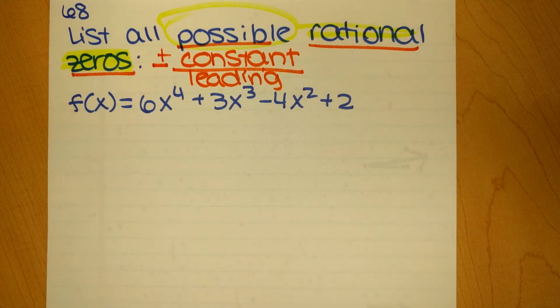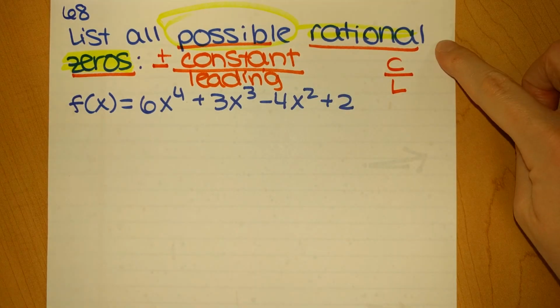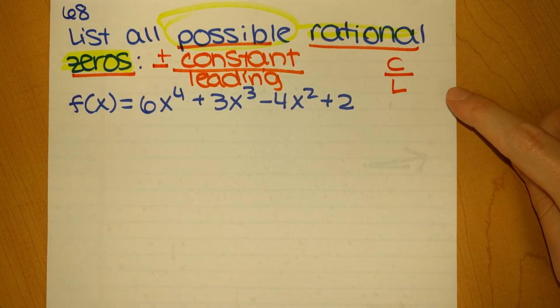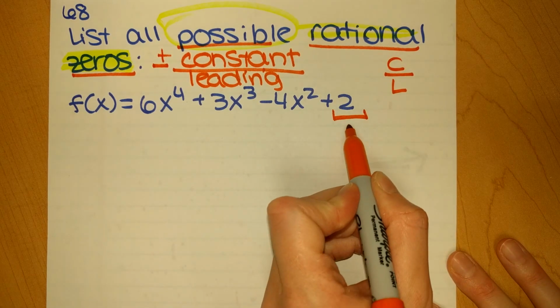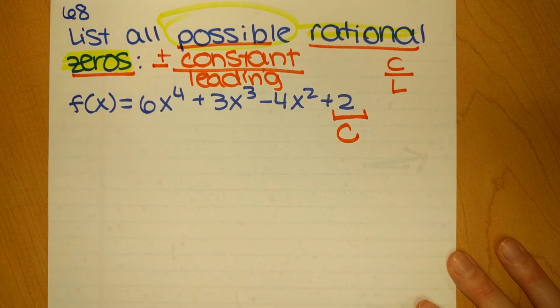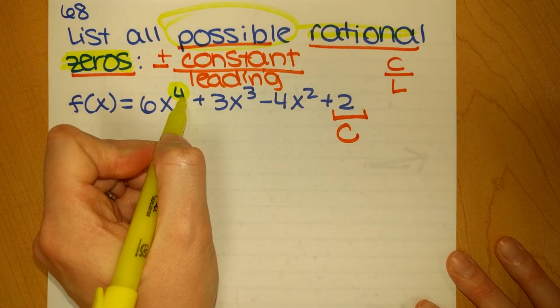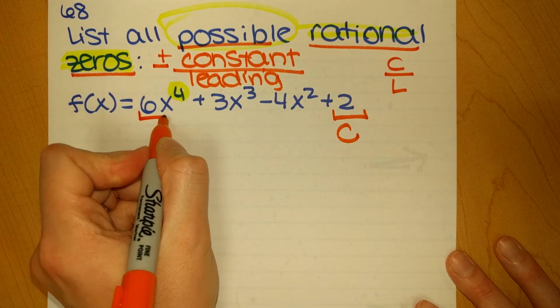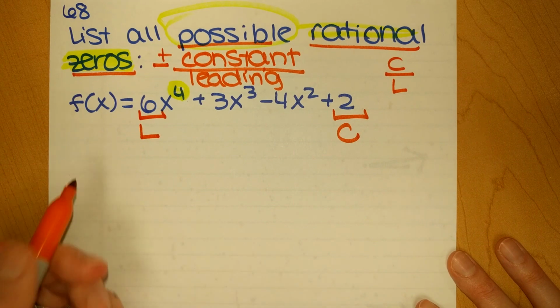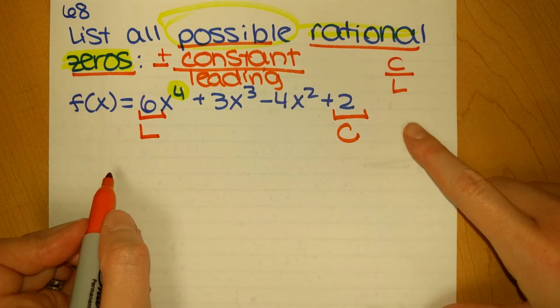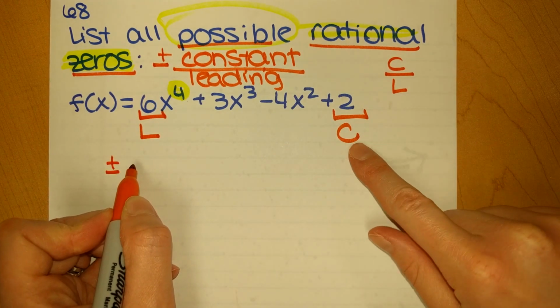So when I see possible rational zeros, the first thing that pops into my mind is C over L. I have to look at the factors of the constant over the factors of the leading term. So in this case, our constant is 2. Our leading term is going to be the coefficient on the highest power. The highest power here is 4. The coefficient will be 6.